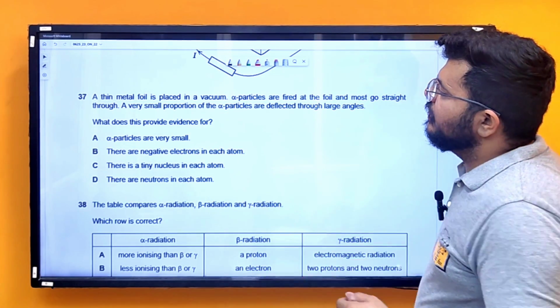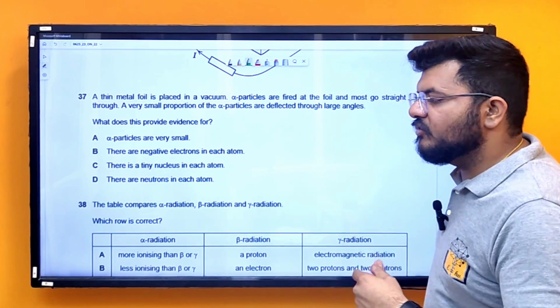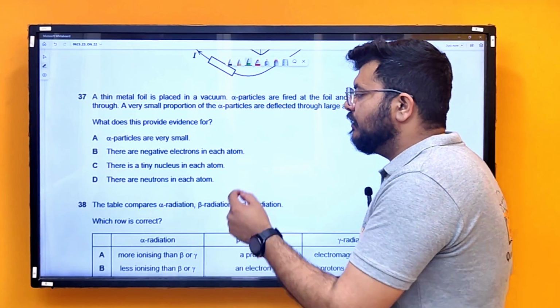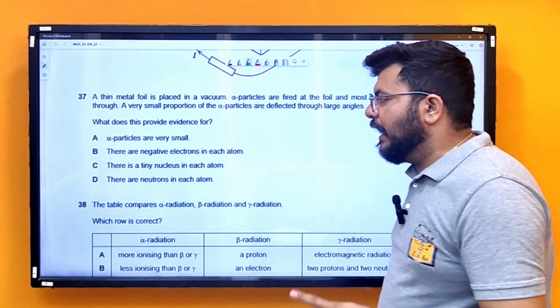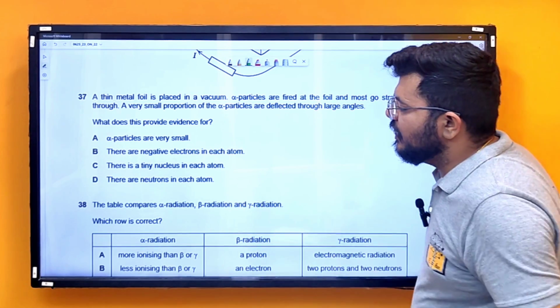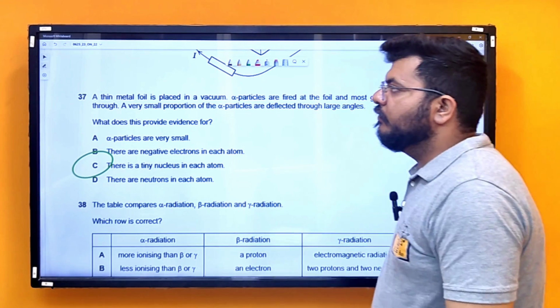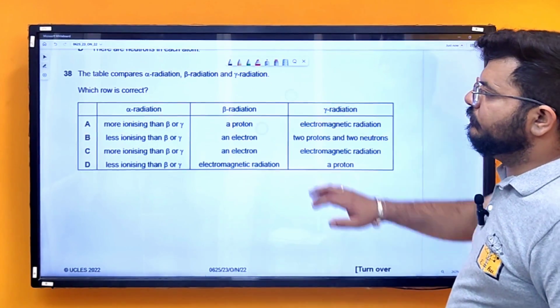Alpha particles are very small. We already knew that. That is why we did this experiment with alpha particles. There are negative electrons in each atom. We did know that. There is a tiny nucleus in each atom. That is what we found out, and neutrons were discovered way after that.